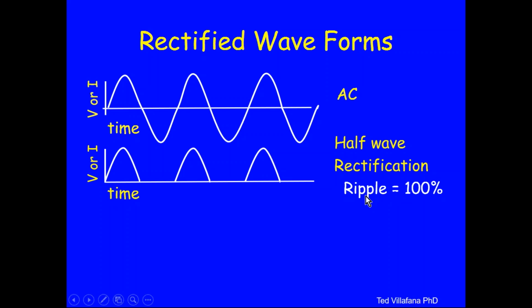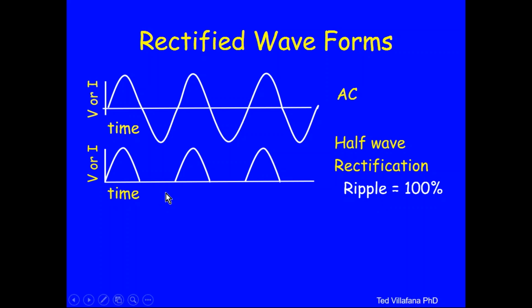And we define a ripple as being the variation from zero to a maximum, zero to a maximum. In the case of half-wave rectification, that's 100% ripple. It varies from nothing to everything back to nothing. That's 100% variation. There's an obvious limitation to half-wave rectification. You're losing half the power. You're losing half the production of X-rays.